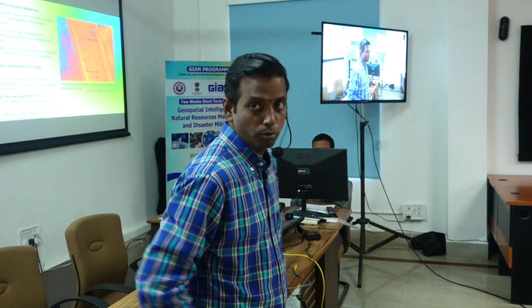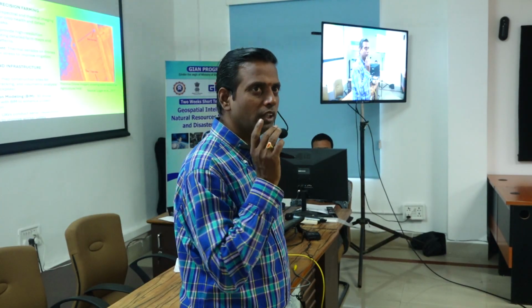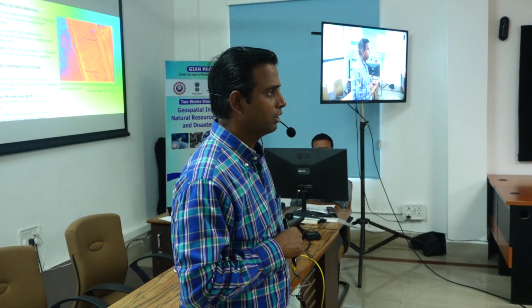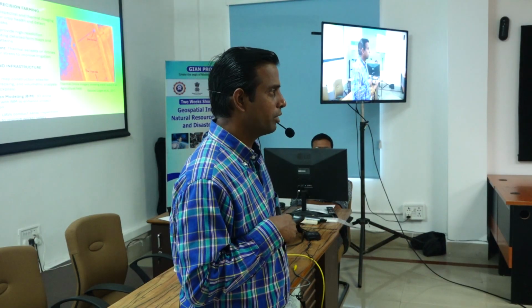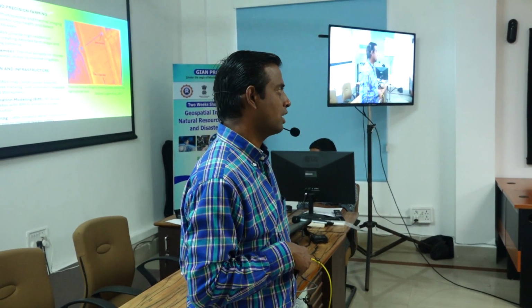And the next one is about agriculture. If you see the image, that is one of the thermal sensor images which will show the leakage of the pipeline in agricultural land.